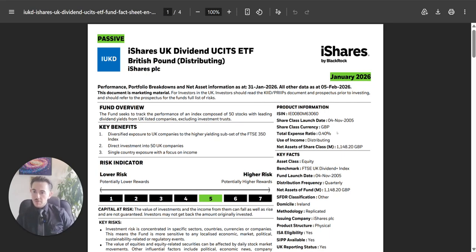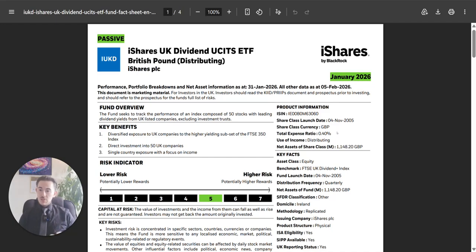Looking to the fund overview, so this fund seeks to track the performance of an index composed of 50 stocks with leading dividend yields from UK listed companies, excluding investment trusts. So diversified exposure to UK companies to the higher yielding subset of the FTSE 350 index. So that's the methodology of this fund. So a direct investment into 50 UK companies with a single country exposure with a focus on income are the key benefits and methodology of this fund.